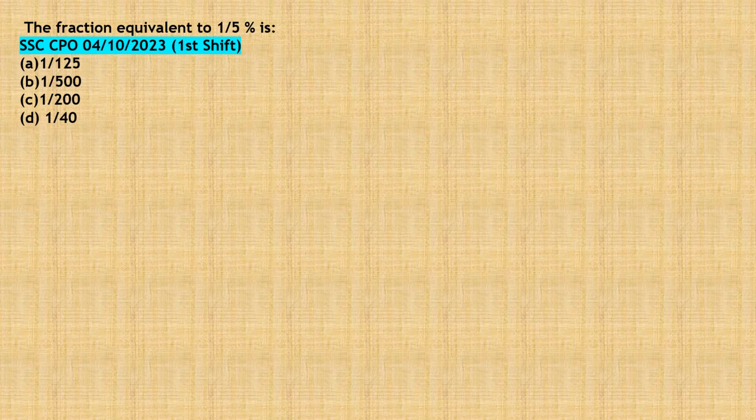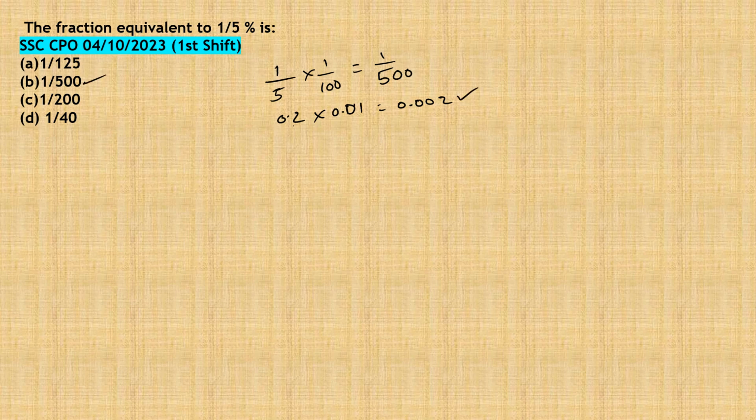The fraction equivalent to 1 by 5%. 1 by 5, what I said, percent denotes 1 by 100. That is 1 by 500. If it is asked to write in decimal form, it would be 1 by 5 equals 0.2 into 0.01. That is 2 digits after the point, equals 3 digits now after 0. 0.002 would be the answer, but here it is asked in the fraction form only.